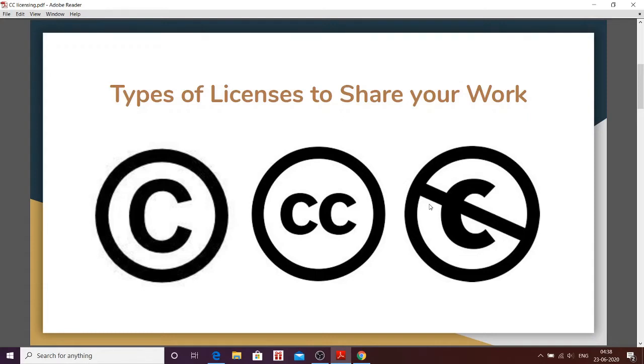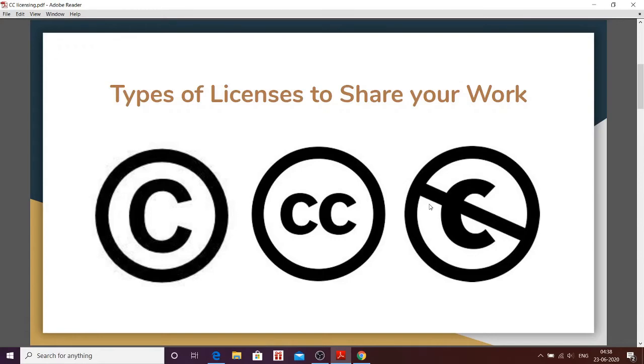So what is Creative Commons licensing? I think we've seen that option earlier in YouTube for the types of licenses. YouTube has the standard YouTube license and Creative Commons attribution. So this is for Creative Commons. In Creative Commons, the work that you share can be reproduced, but with certain restrictions to it. We'll see what the different types of Creative Commons are.